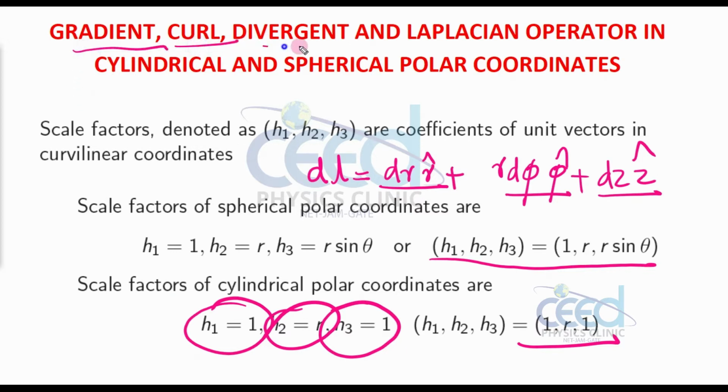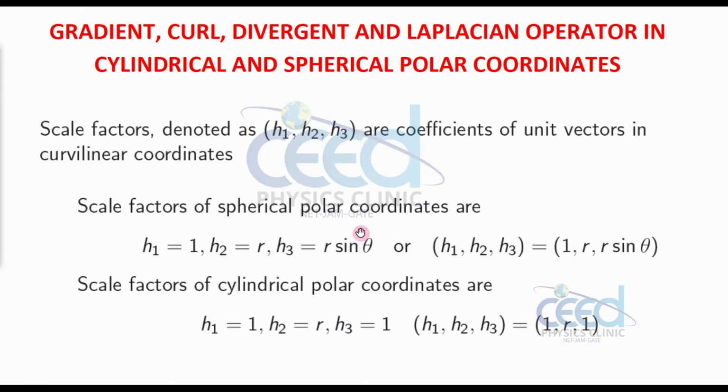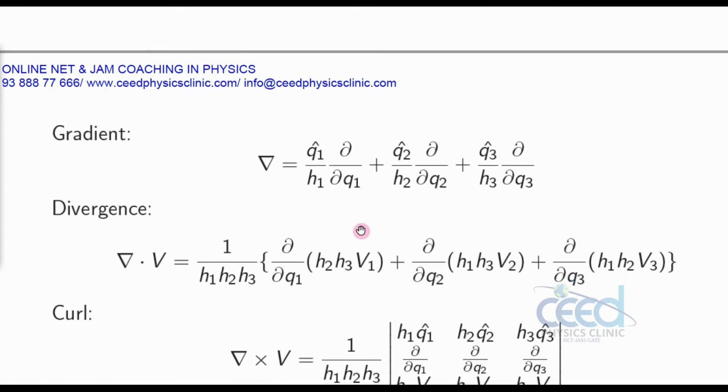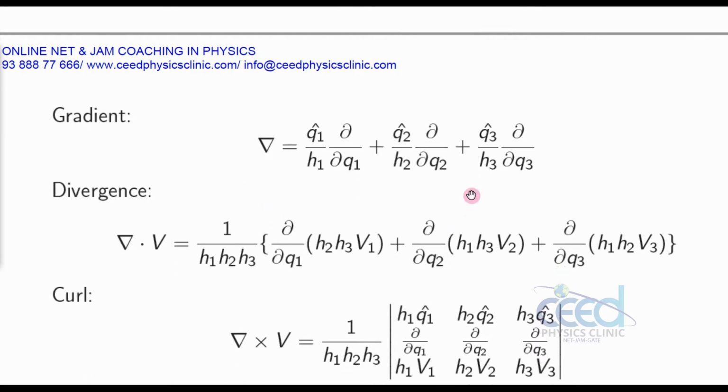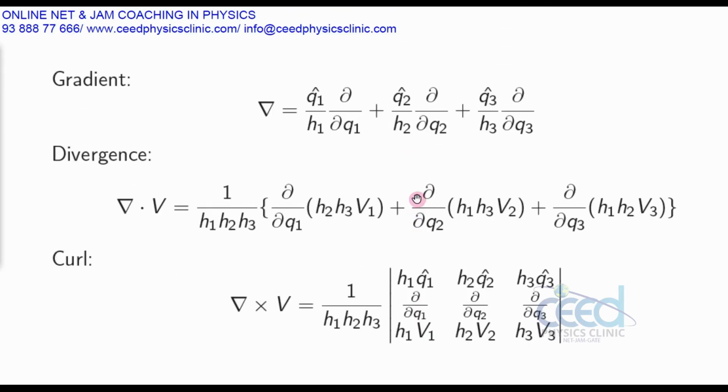Once you know this, we can easily calculate, using formulas, the spherical and cylindrical polar coordinate expressions of gradient, curl, divergence and Laplacian operator. Now let us go to that. This is the general expression that you have to remember. Once you know this general expression, you can convert it into cylindrical and spherical by applying suitable scale factors. So if h1, h2 and h3 are the scale factors in a coordinate system, and q1, q2, q3 are the coordinates, like if you choose spherical polar coordinates, then q1 is r and q2 is theta and q3 is phi.